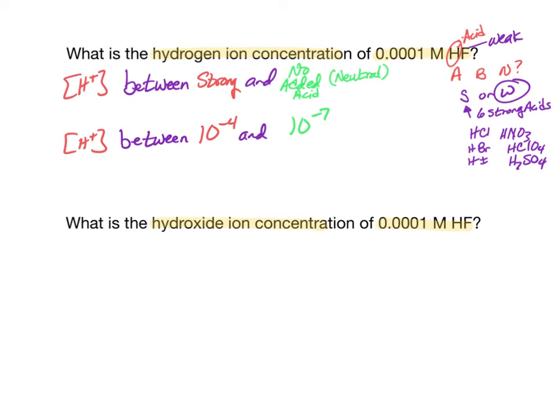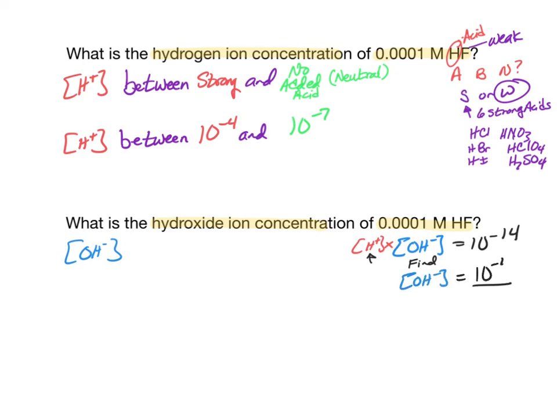Recall that to go from hydrogen ion to hydroxide ion, or from hydroxide to hydrogen, all we have to do is use that 10 to the negative 14 factor. So recall, hydrogen ion concentration times hydroxide ion concentration is equal to 10 to the negative 14. So if I know the hydrogen ion, I can find the hydroxide by saying that the hydroxide ion concentration is equal to 10 to the negative 14 divided by the hydrogen ion concentration.